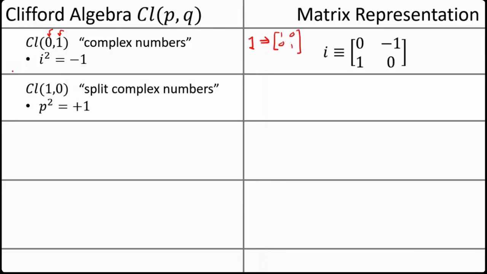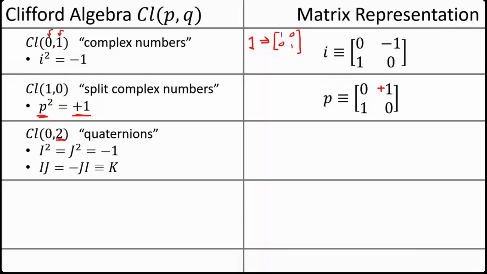Something else you might not have heard of is called the split complex numbers, where it's sort of the opposite. You have a symbol, I called it P for positive, but I don't know what you normally call it. Basically it squares to +1. You would have almost the same matrix, except you have a plus here. And you can check that squaring that matrix gives you the identity instead of minus the identity.